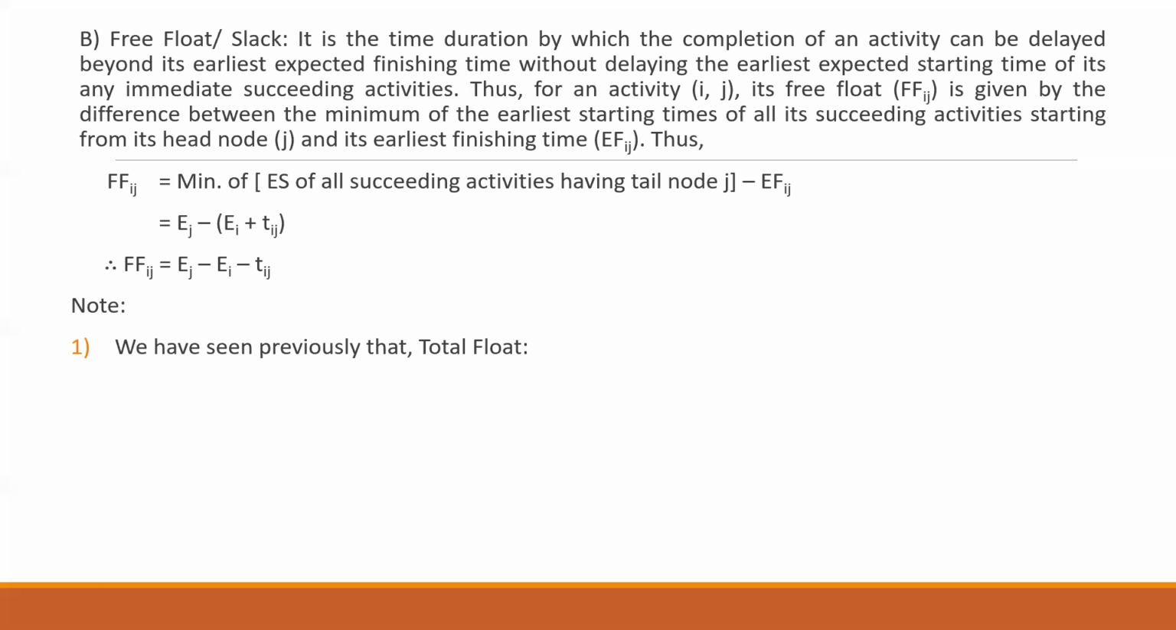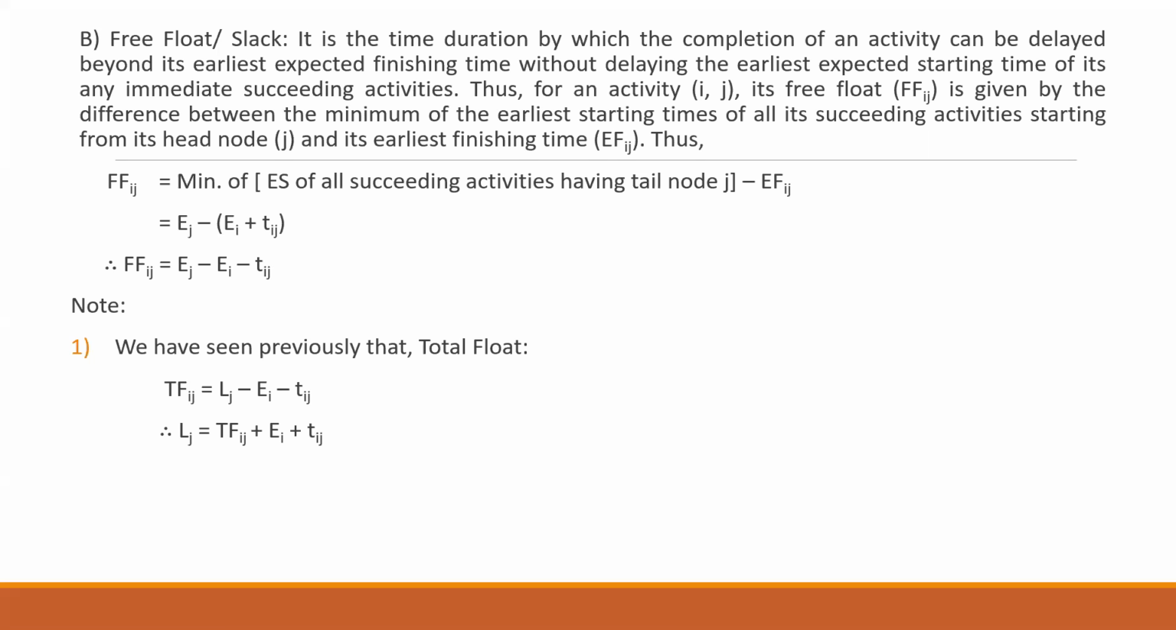Let us see the notes for this particular free float. In the previous slides, we saw the total float formula as TFij equal to Lj minus Ei minus tij. Now, if I use this formula and take Lj on the other hand side, we can write Lj equal to TFij plus Ei plus tij, right?